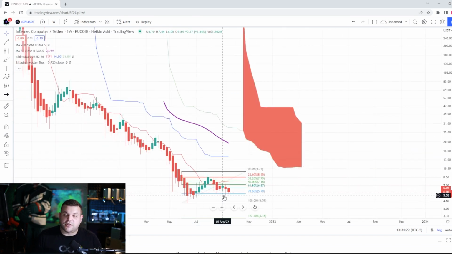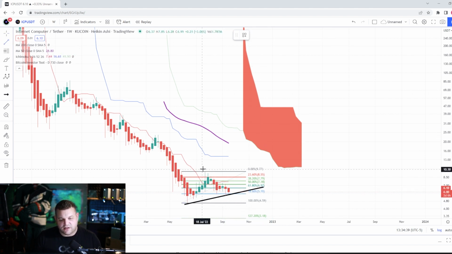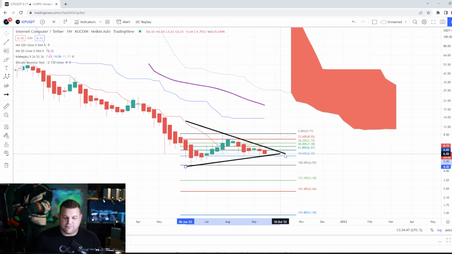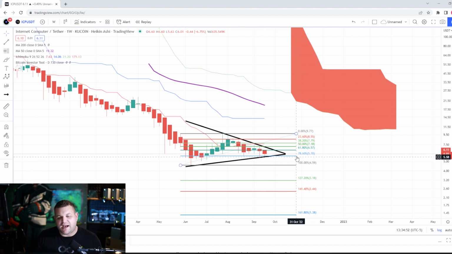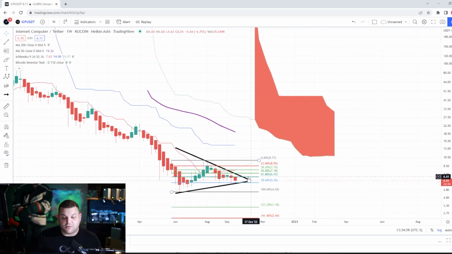Now, Internet Computer on the weekly chart, folks, we are forming this symmetrical triangle squeeze. However, we have seen a little bit of a breakdown to the downside, but that is okay because we seem to be holding this trend line, and we do have this symmetrical triangle squeeze going. We are resting quite comfortably on the 786 at about $5.70. Right now, I am thinking that Internet Computer really is primed. I would hate to see this thing go down any lower.